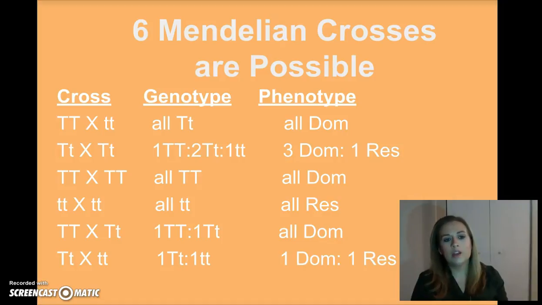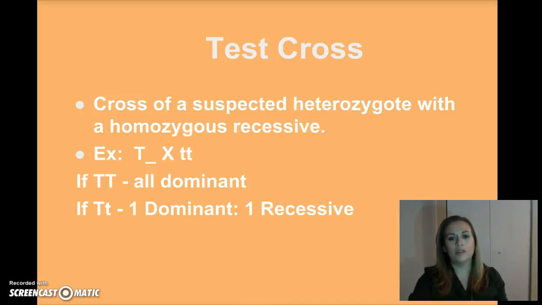So when you cross homozygous dominant with homozygous recessive, all of the resulting genotypes are going to be heterozygous, which means that all resulting phenotypes will be dominant. So this table right here is going to be really important for you guys to get to know. I'm not going to walk through every single one of these, but just keep in mind that these genotype and phenotype ratios should be pretty fresh in your head with what we're going to be working on this week.